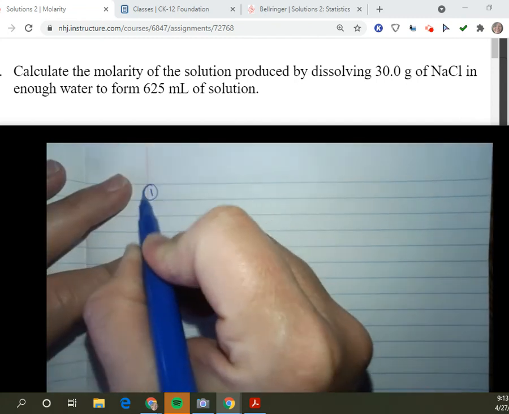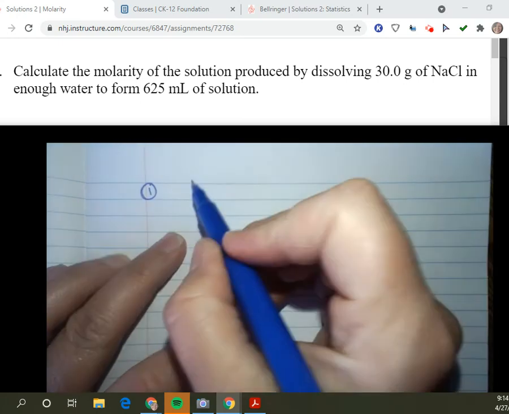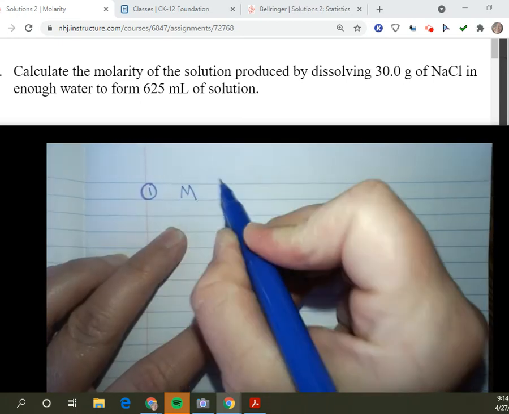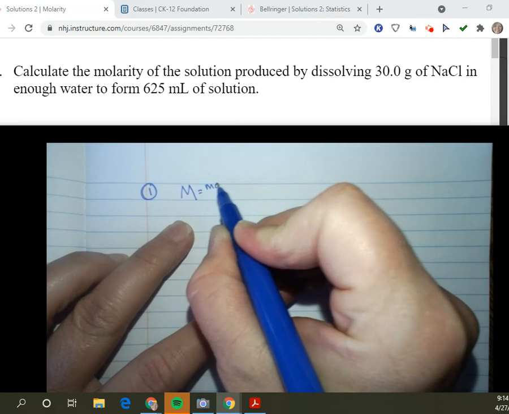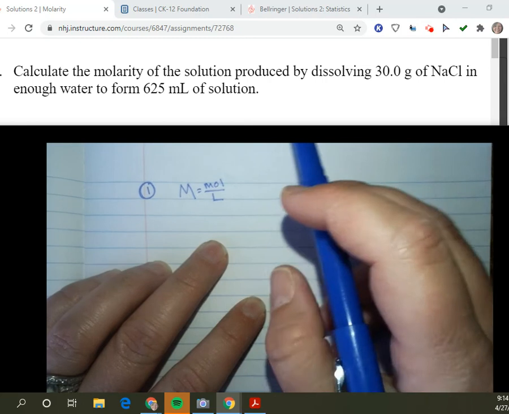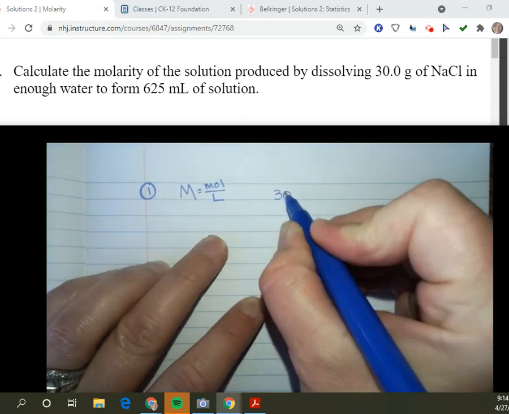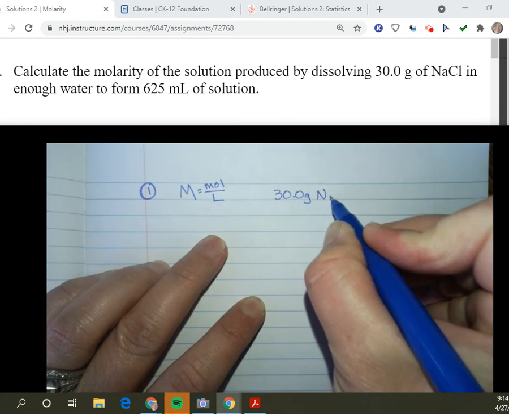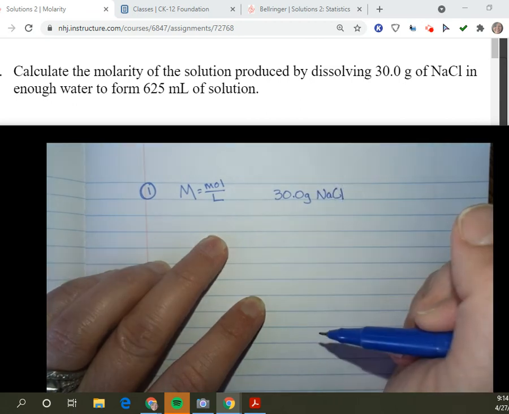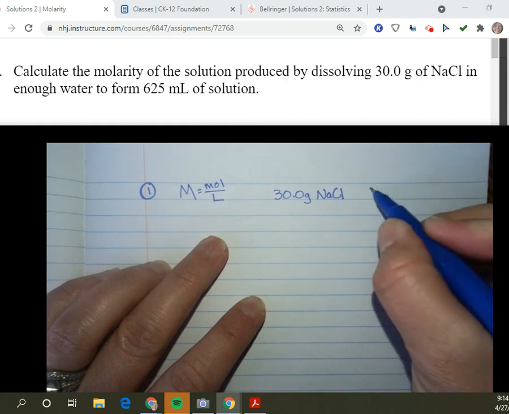Okay, so let's digest this question together. It says calculate the molarity. So I know I'm looking for molarity, which is moles over liters. It's produced by dissolving 30 grams of sodium chloride in enough water to form a 625 milliliter solution.